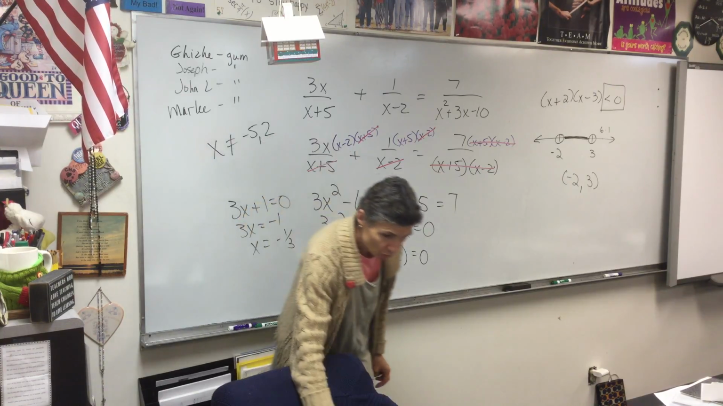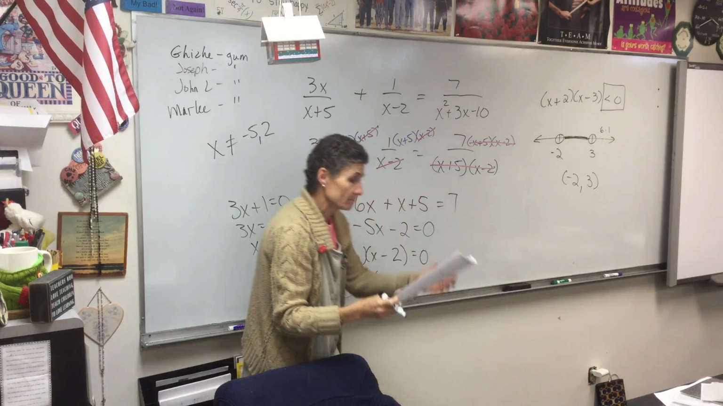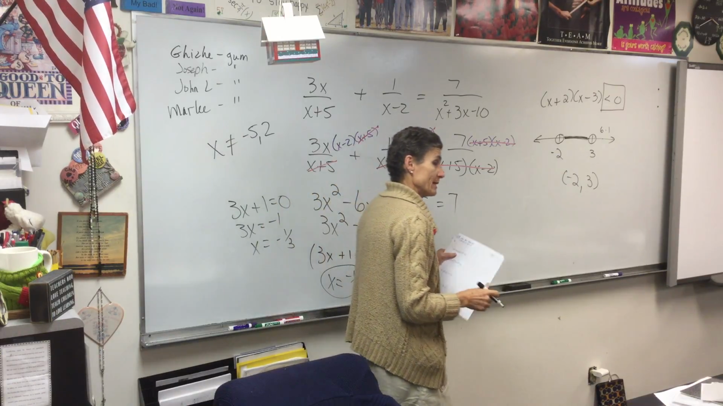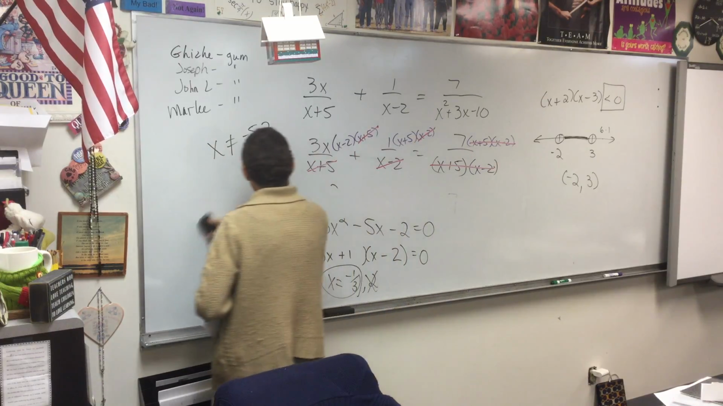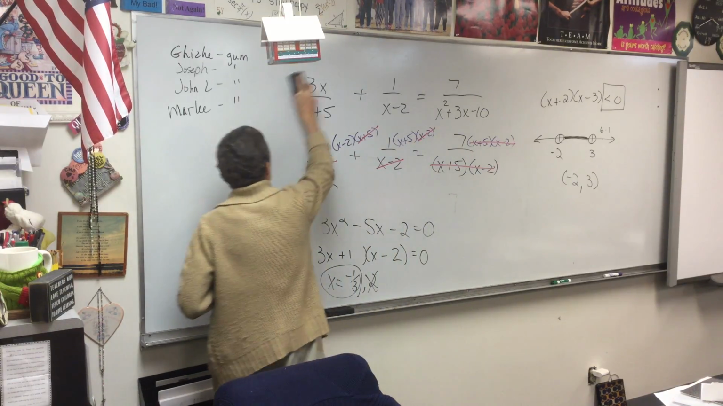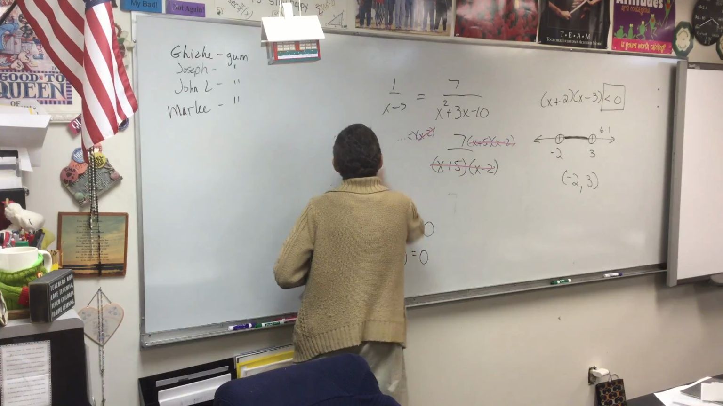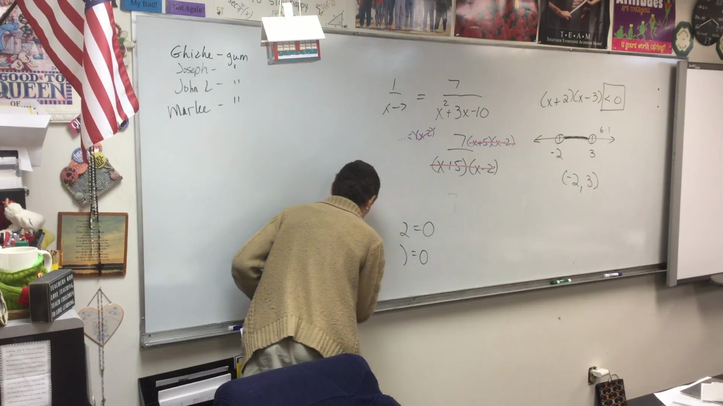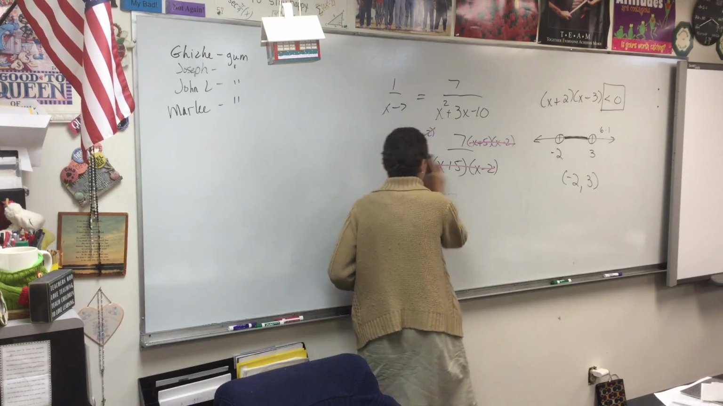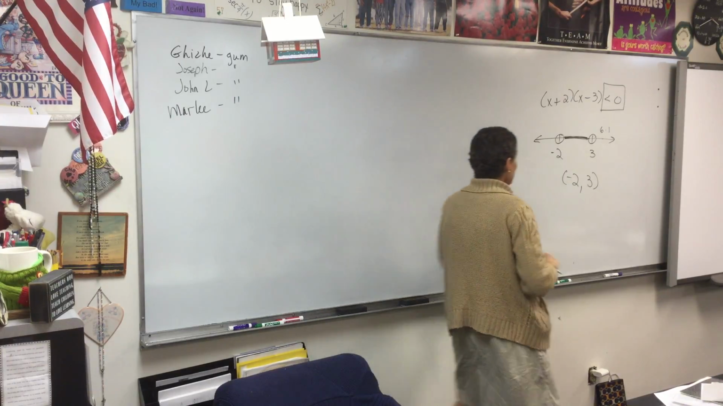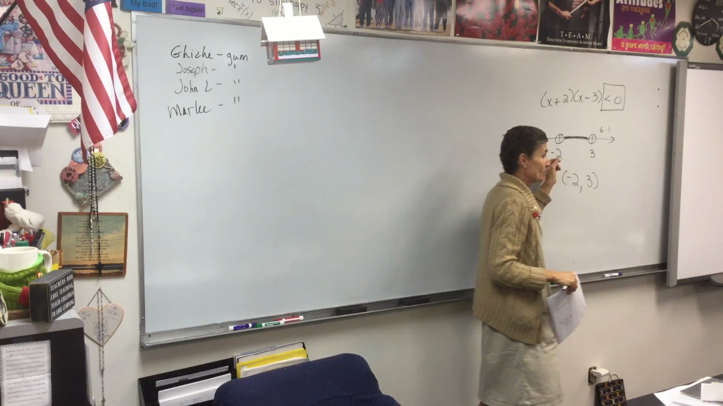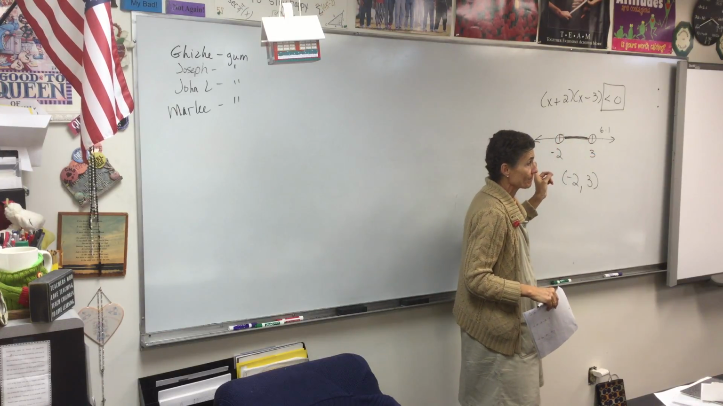All right, let's look at the next one. Now this one's tricky. This one is tricky because it has a squared in it. When they have a squared in them, now listen carefully. When they have a squared in them, you cannot make the assumption they're going to alternate.